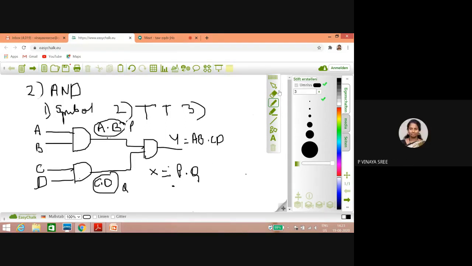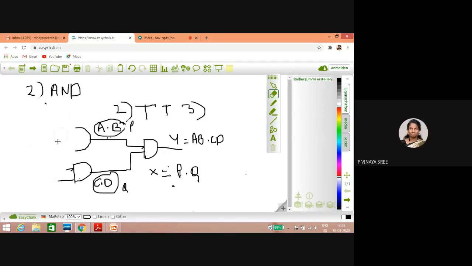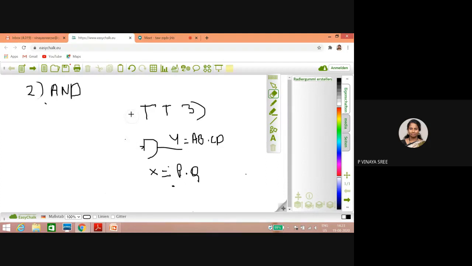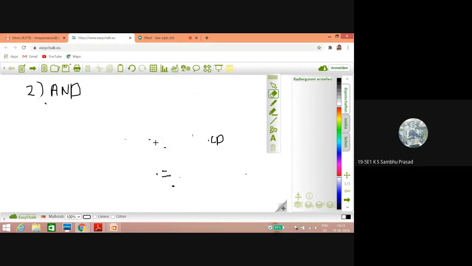Yes, ma'am. Okay, let me go for the third basic gate. What gate is remaining? OR gate. Write down the side heading OR gate. In that, what 3 steps will you mention? Symbol, truth table, and Boolean expression.